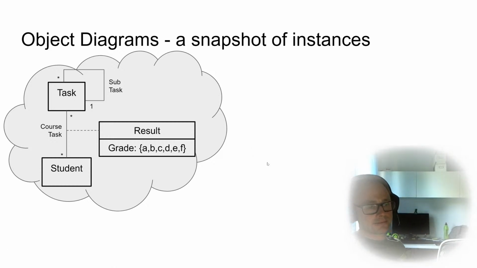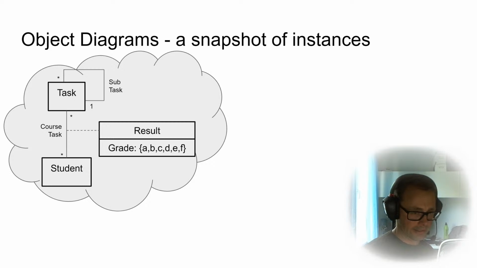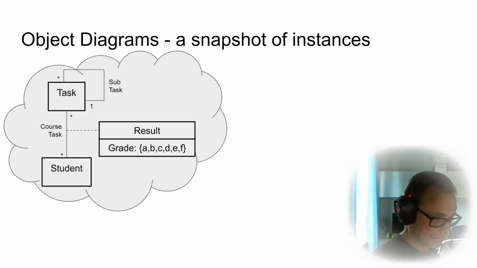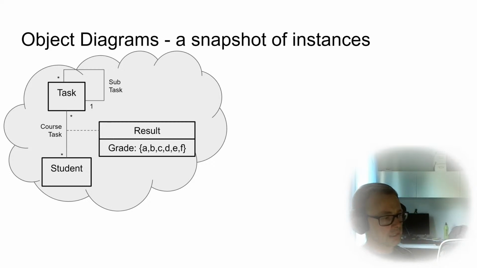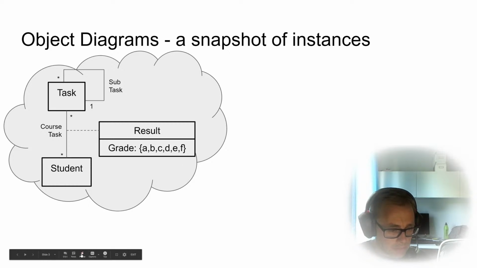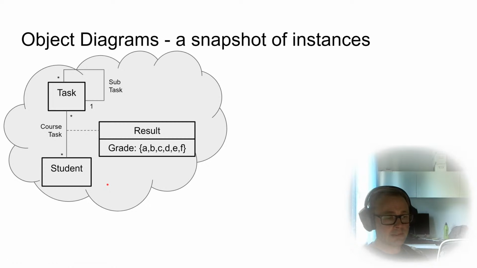So I made this quick little model here, and it's basically taken from that example that you have on the lectures page. And let's see if I can maybe have my little pointer thingy. So this is the class diagram. It describes the classes that we have, and this is some kind of a course administration system, and we have students and we have tasks, and students are connected to tasks because in a course you need to fulfill certain tasks to get a result.